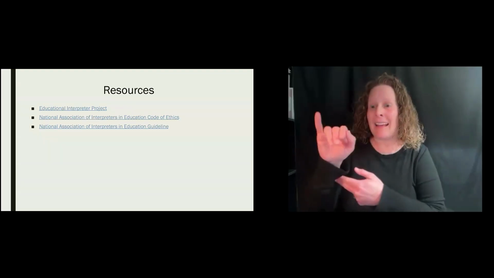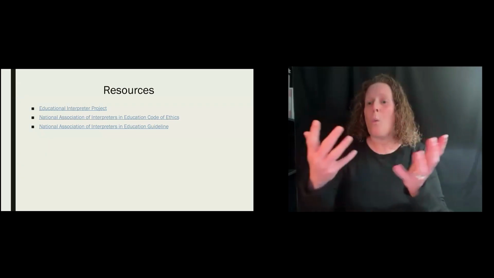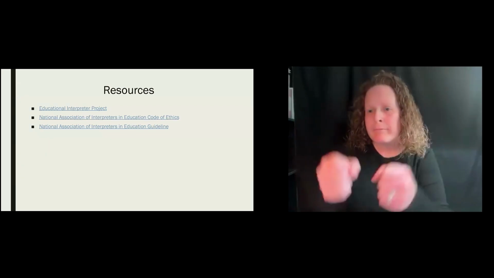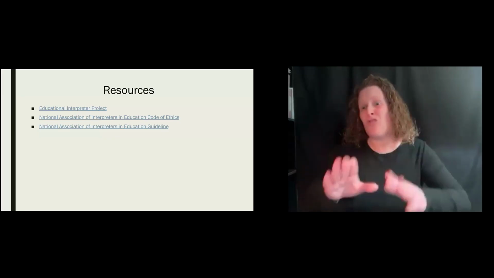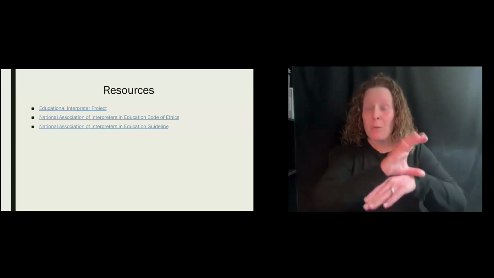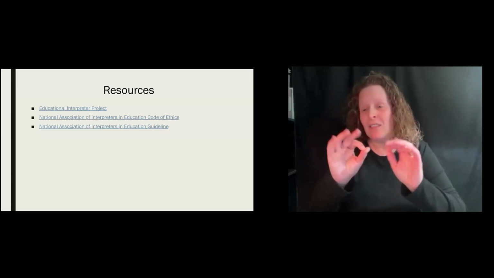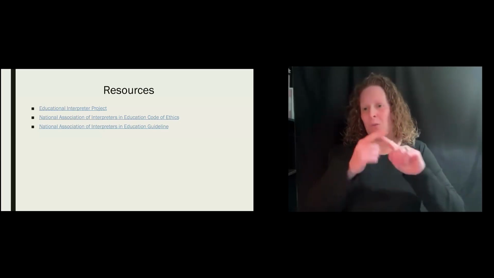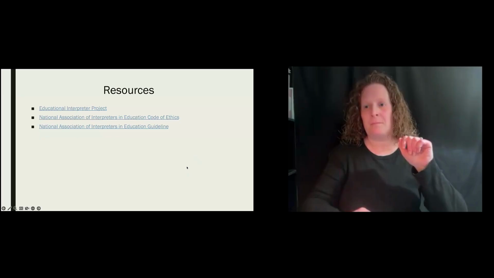The code of ethics and the guidelines, the National Association for Educational Interpreters guidelines, describe how interpreters should function appropriately when they're in the classroom and doing their job. These guidelines are really cool. You can go to this link, download these guidelines, print them, and just have them. They're free. You don't have to pay to have access to this. They're just really nice bits of information to have ready.